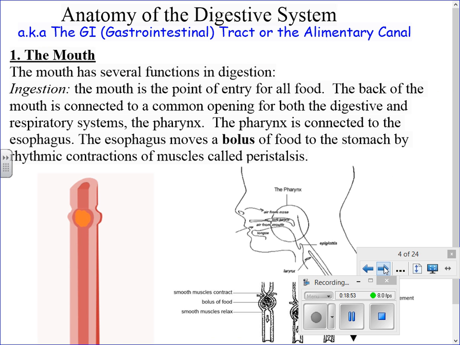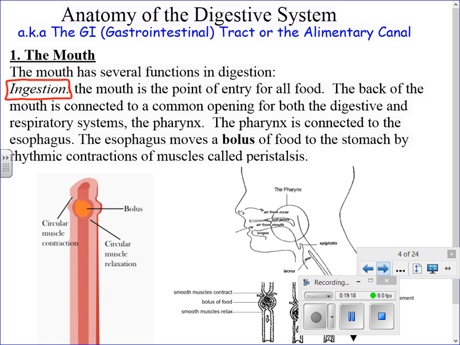So we're going to talk about the different pieces of your digestive system. And we're going to start with the gastrointestinal tract, or your alimentary canal. These are all words that we could use to describe them. We'll start with the pieces that food actually goes through and then do the accessory organs afterwards. So today we're going to talk about your mouth first.